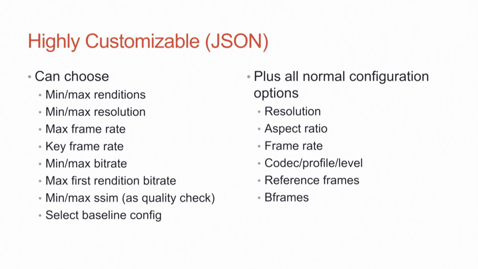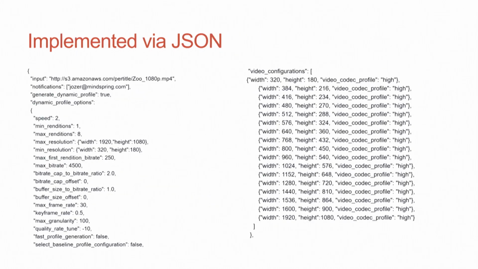Very, very customizable via JSON. You choose the maximum, minimum number of renditions. You can choose the minimum and max resolution, max frame rate, minimum bit rate, as we talked about a few minutes ago, plus all the normal configuration options. You can control VBR and CBR. And here's what the JSON looked like for the custom encodes in the analysis.